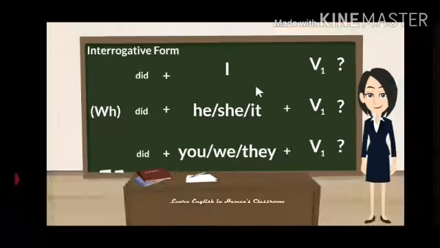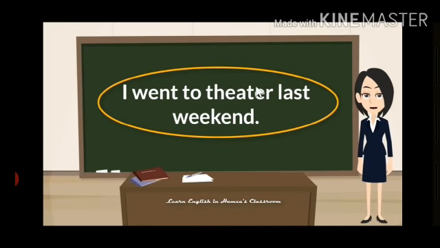Okay. Next, let's take a look for the example. Here is the example. I went to theater last weekend. This is the subject, and then this is verb 2. It is irregular verb. Ini adalah kata kerja tidak beraturannya. And then to theater last weekend. This is the complement or pelengkapnya atau objeknya. This is the positive form.